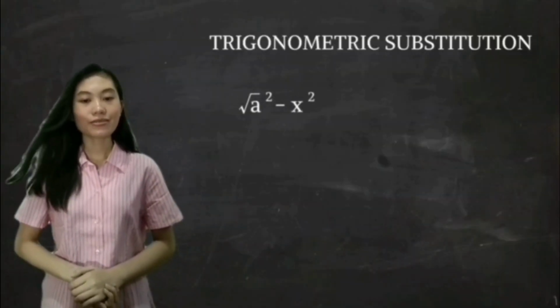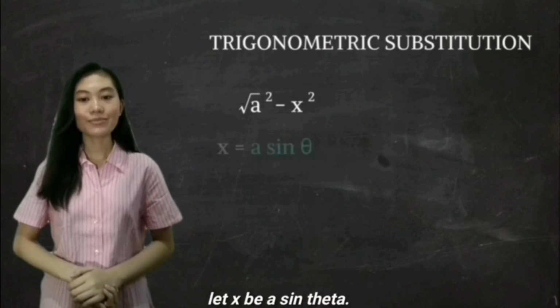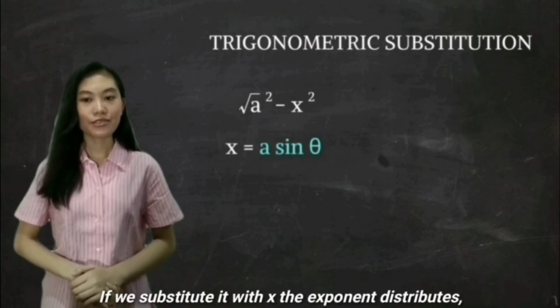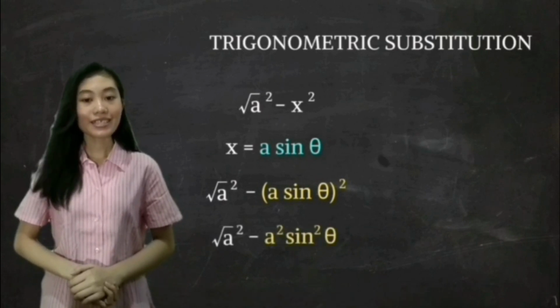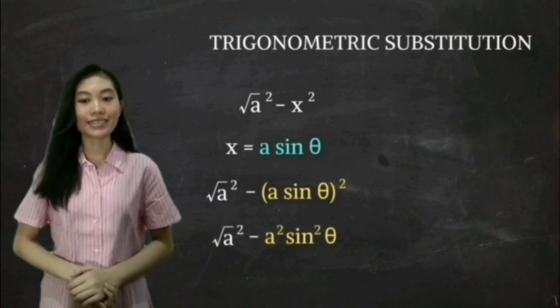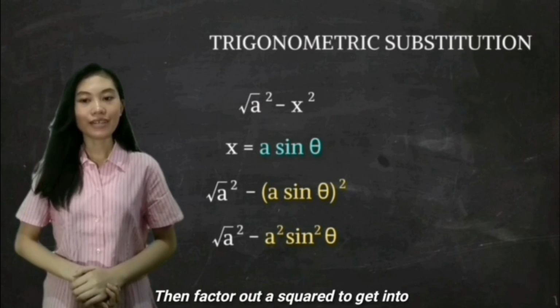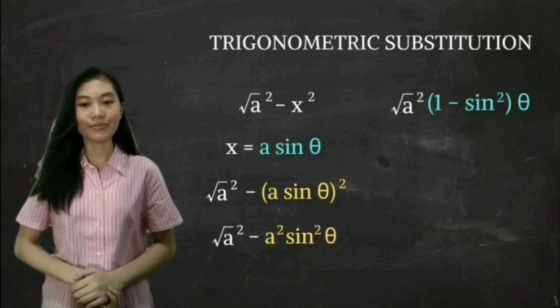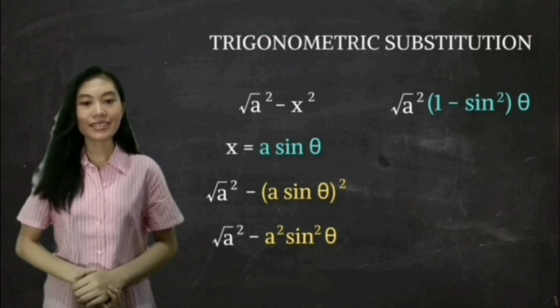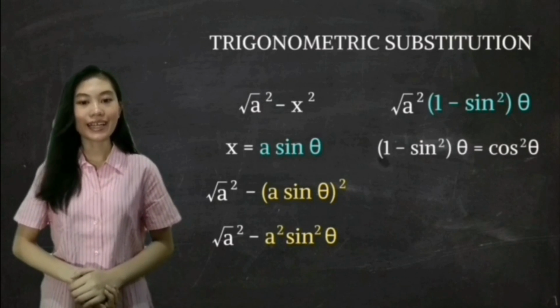With square root of a squared minus x squared, let x be a sine theta. If we substitute it for x, the exponent distributes. We get a squared minus a squared sine squared theta. Then factor out a squared to get a squared times the quantity 1 minus sine squared theta. In Pythagorean identities, 1 minus sine squared theta is equal to cosine squared theta.